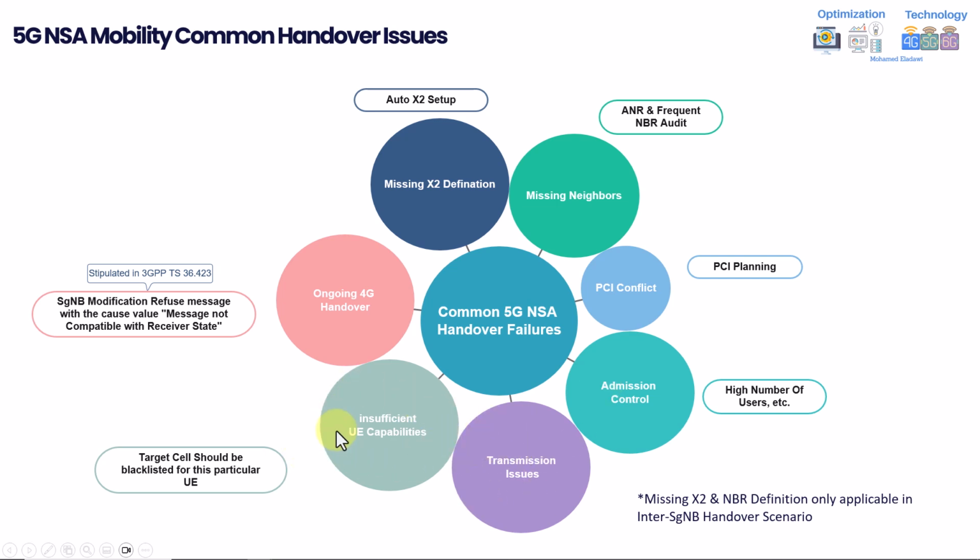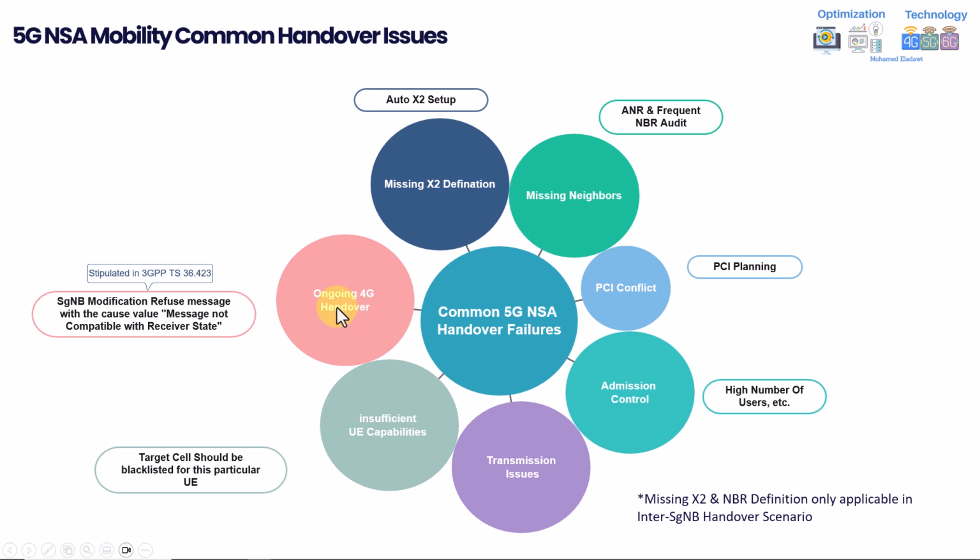And sometimes, honestly speaking, I didn't see it that much, but there are some rare cases related to UE capabilities during the handover, where the target cell will be refusing the handover, and sometimes you can optimize that differently. Vendors have different mechanisms for that part, and this is also one of the rare cases which you can see.